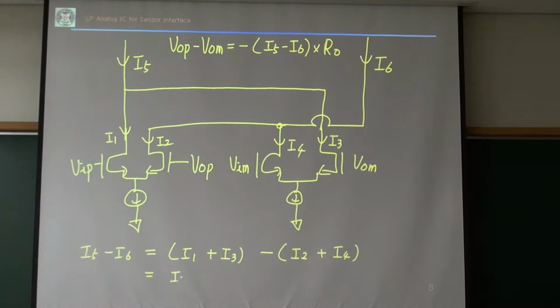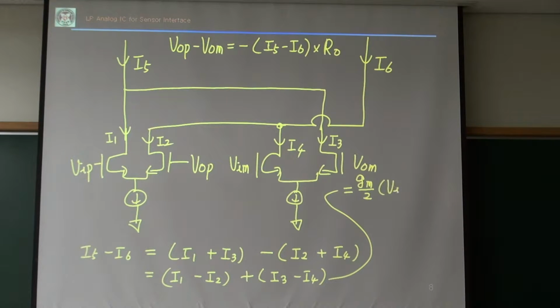Okay, then I can write it I1 minus I2 plus, is it plus? I3 minus I4. Is it I3? Yeah. Okay. Then let me rewrite it. What's I1 minus I2? Yeah, half GM, VIP minus VOP. What's I3 minus I4? Yeah, that's half GM, VOM minus VIM. Okay. Let's see. Is it working fine?